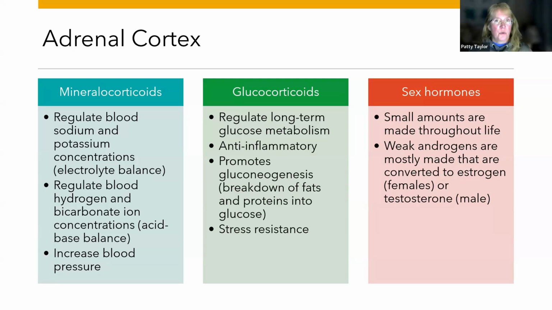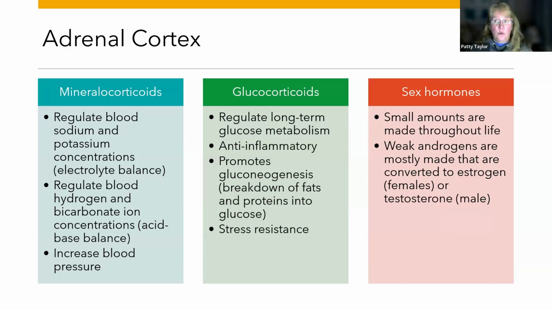So one of the issues with glucocorticoids is they can promote gluconeogenesis. This is a breakdown of fats and proteins into glucose. If you use a corticosteroid like one of these for a long-term period of time, it can increase your blood glucose levels. And that's where we run into issues like Cushing's disease or diabetes. So the ultimate goal of glucocorticoids is to help us maintain stress resistance over a long-term period of time.